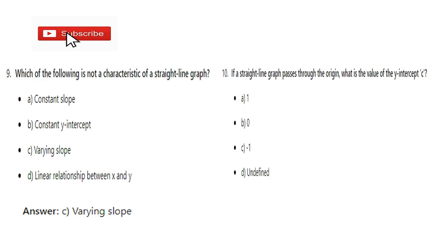The next question says, if a straight line graph passes through the origin, what is the value of the y-intercept? The correct option is 0. Okay.